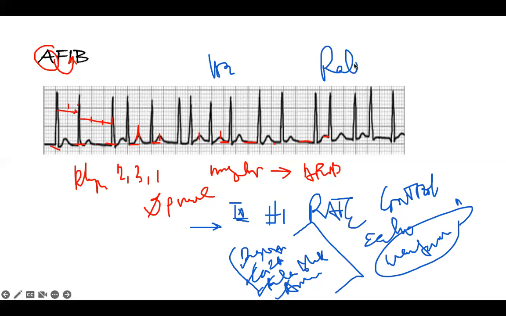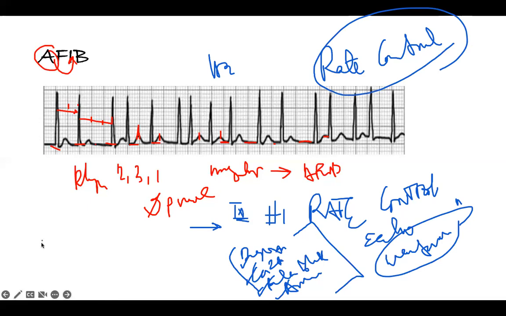Rate control is better than anticoagulation. They keep on tricking people because they say, oh, AFib, they're going to get stroke. Well, no, not right away. You want to slow down. If you don't slow the heart down, you continue to quiver.